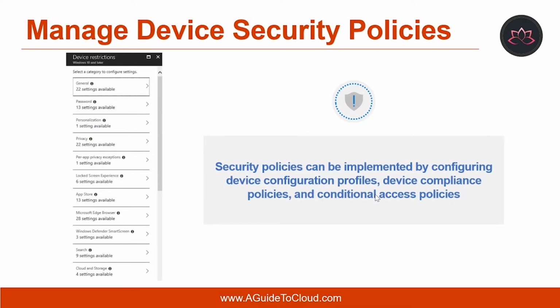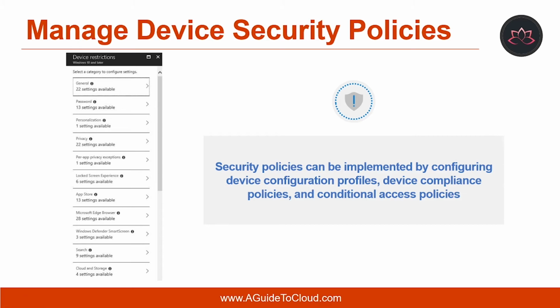So how do you manage these device security policies? In MDM such as Intune, you can configure and deploy different types of policies to manage devices. Security policies can be implemented by configuring device configuration policies, device compliance policies, and conditional access policies. Device security policies include password settings, encryption settings, and settings that control the use of device features such as video camera. And Microsoft Intune enables you to create and deploy different types of device configuration policies, including device restrictions, endpoint protection, and Windows Defender ATP.